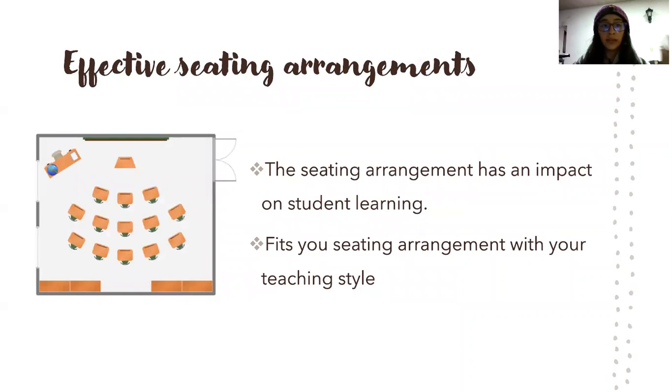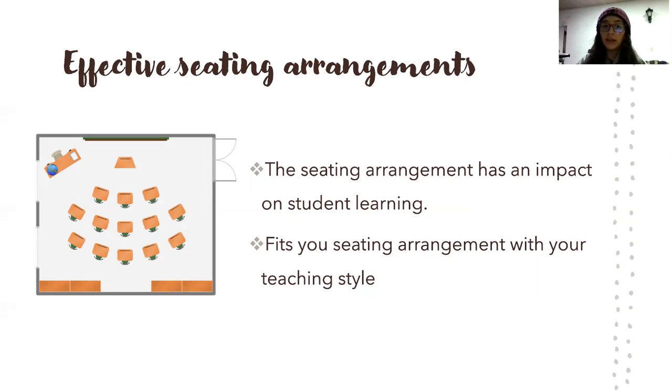Okay, related with what Viviana already said, we have to take into account the effective seating arrangement, okay? Believe it or not, the seating arrangement has an impact on the students' learning, okay? The way you organize the chairs and the tables is going to affect the learning process of the students, right? And also, you have to fit your seating arrangement with your teaching style. This is really important because the way you feel more comfortable teaching is the way that you are going to organize your students for them to understand you, okay?